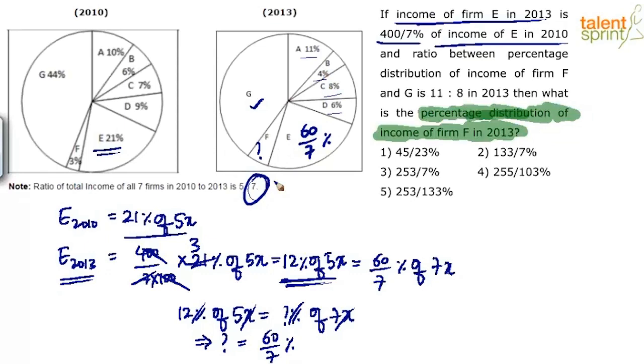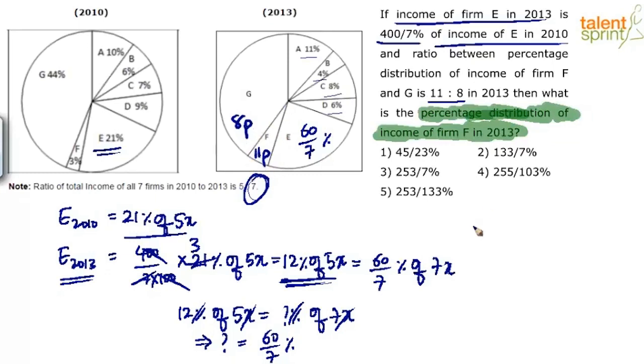What is he asking us to find out? Now, after the income of E is calculated, he says the ratio between percentage distribution of income of F and G is 11:8. So the distribution between F and G is in what ratio? 11:8 ratio. Which means if this is, let's say, 11 parts, this is 8 parts. 11p is to 8p. I could have taken x also, but we have considered x already for income, right? So I'm taking 11p and 8p. Otherwise, it is 11x and 8x, right? So the ratio between F and G is 11:8. What do we have to find out? We have to find out percentage contribution, percentage distribution in F.